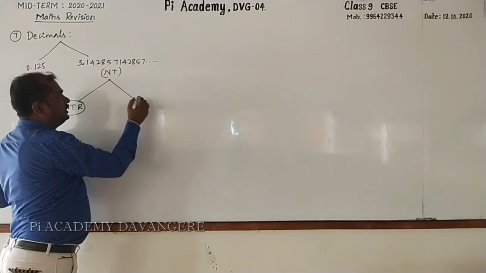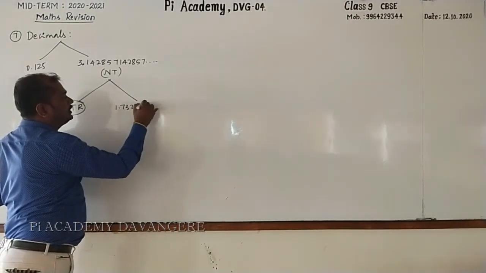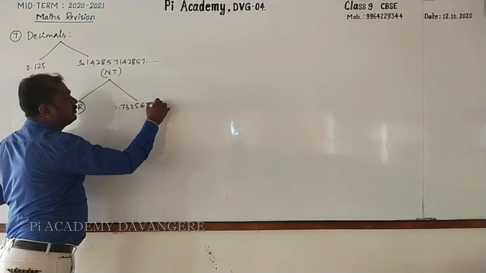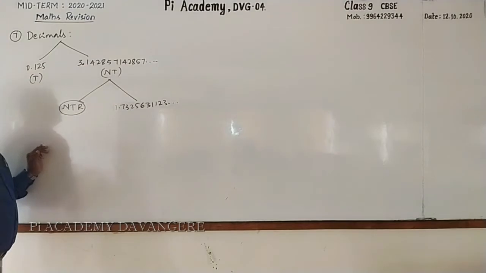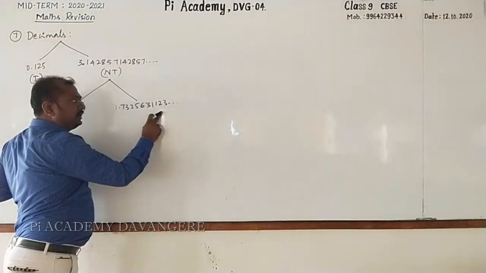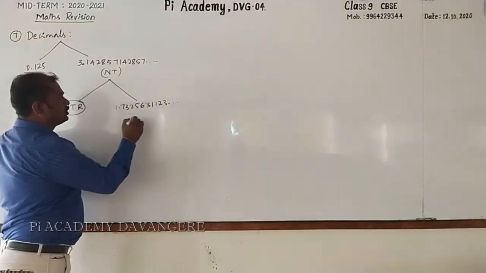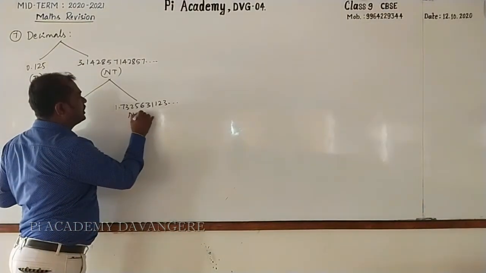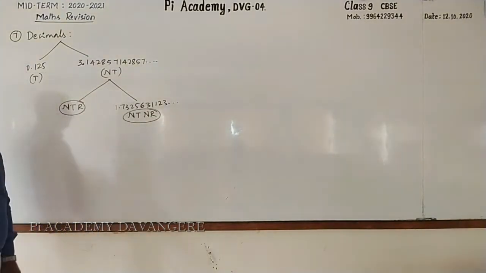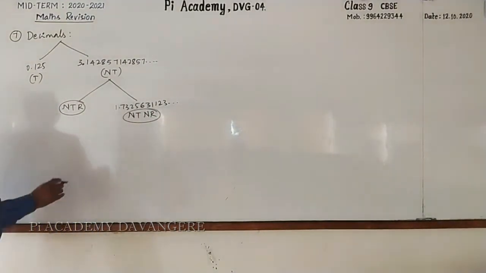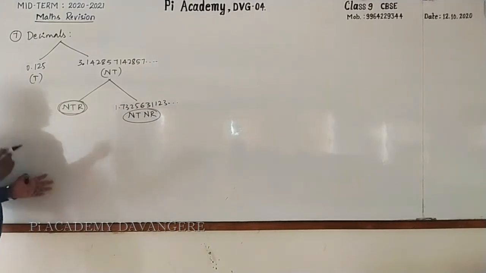And another one is, if you go for writing, say 1.7325631123 and so on, there is no end at all. Non-terminating. And is any decimal part recurring? No. So we can say that it is non-terminating, non-recurring decimal expansion. Followed? Whereas in this case, that is non-terminating, recurring.